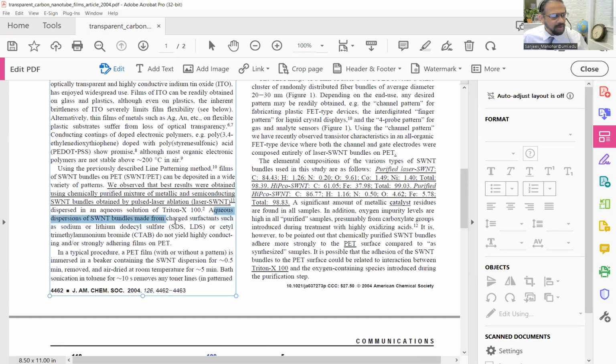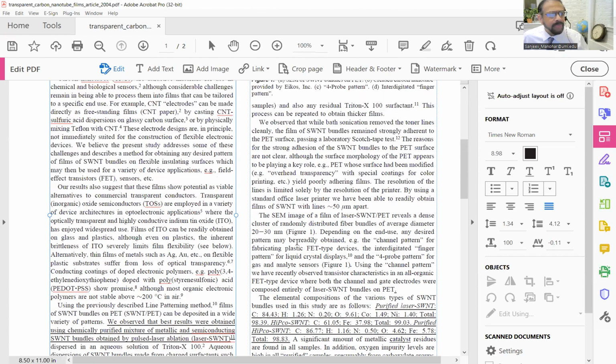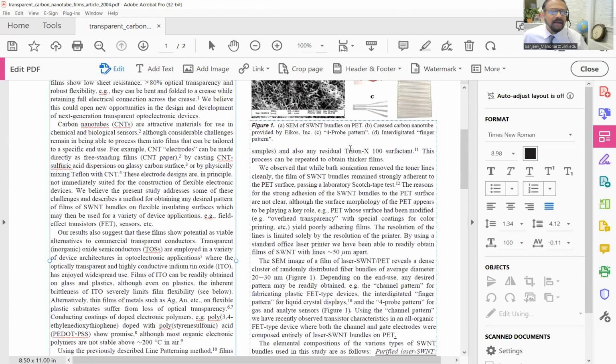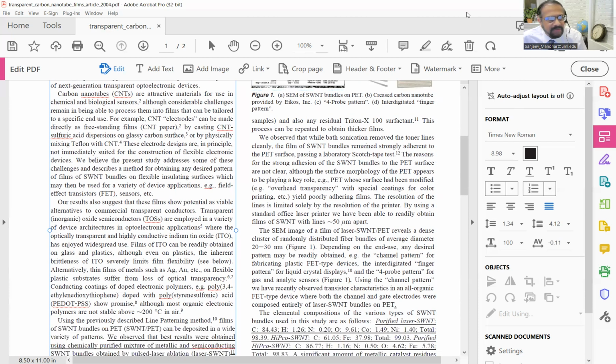Aqueous dispersions of bundles made from charged surfactants. Okay, great. In a typical procedure, this is the processing, right? A plastic film is immersed in a beaker containing nanotube dispersion, removed, air dried, batch sonicated, right? And that's how you get the processing, is how do you convert a black powder into these. That's line patterning, right? That's the whole description of line patterning there. Great. Perfect. We stop that there.